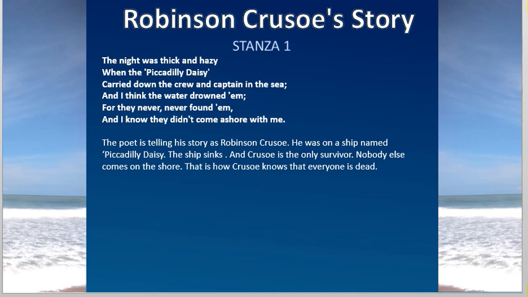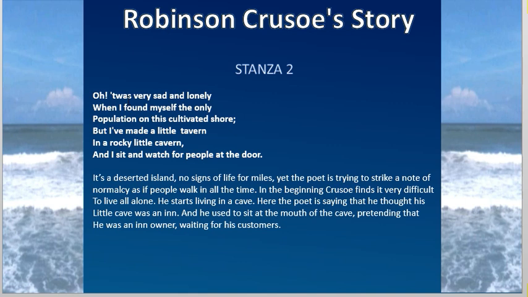So in stanza 2, we read, "Oh, it was very sad and lonely when I found myself the only population on this cultivated shore. But I've made a little tavern in a rocky little cavern, and I sit and watch for people at the door." So here, Crusoe is telling that it's a deserted island, no signs of life for miles, yet the poet is trying to strike a note of normalcy, as if people walk in all the time. In the beginning, Crusoe finds it very difficult to live all alone. He starts living in a cave. Here the poet is saying that he thought his little cave was an inn, and he used to sit at the mouth of the cave pretending that he was an inn owner waiting for his customers.